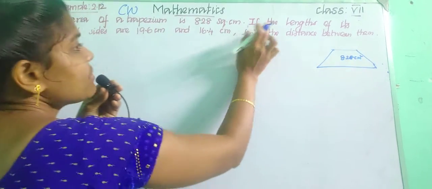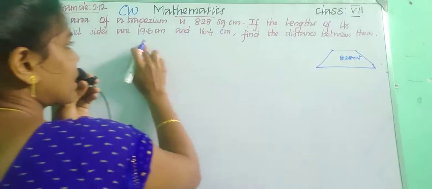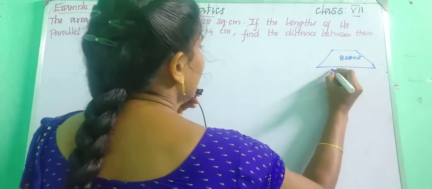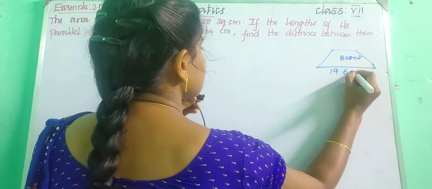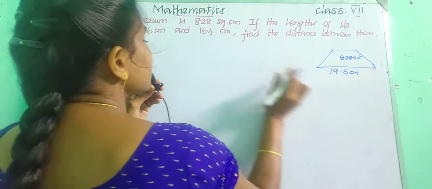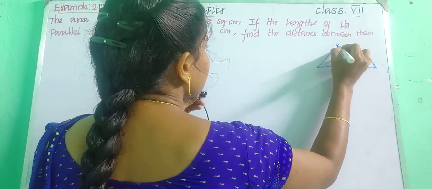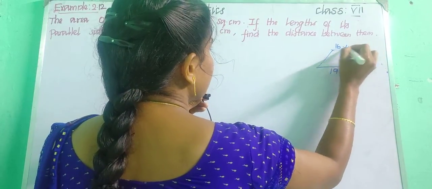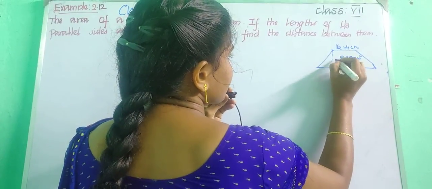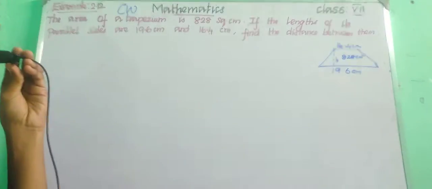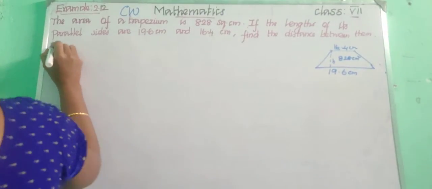If the lengths of the parallel sides are given, the longest length is 19.6 centimeter and the shortest length is 16.4 centimeter. It is given in decimal. Find the distance between them. We need to find the height.